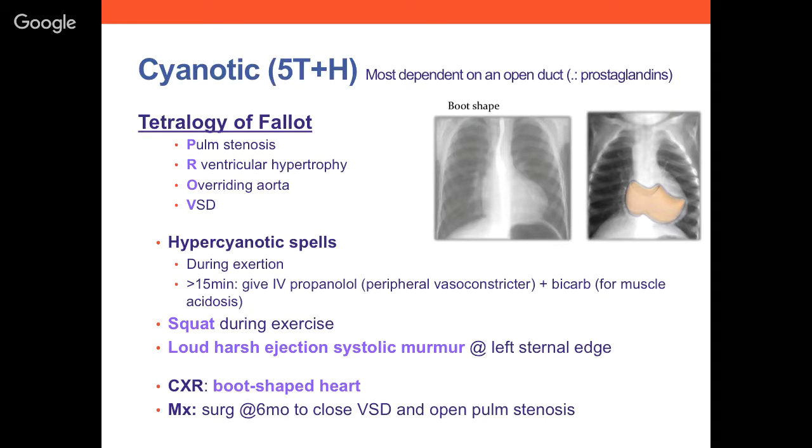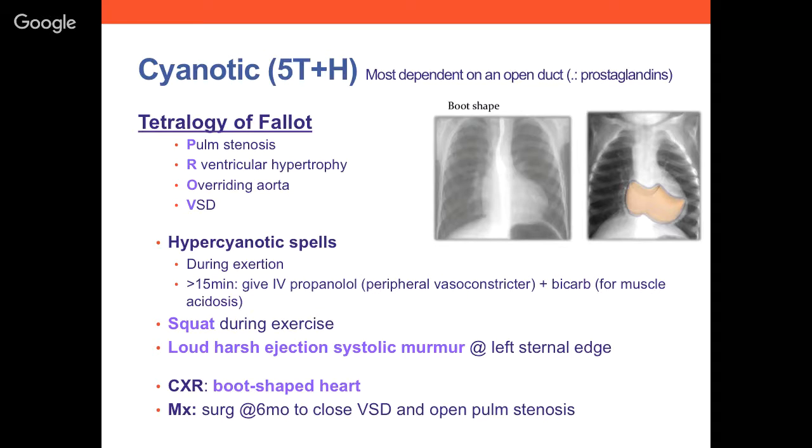But if it goes on for more than 15 minutes, that is bad. Why? Because you can get muscle paralysis. And so they can give IV propranolol or bicarb for muscle acidosis. I think that's a bit too far and you only need to know that much.